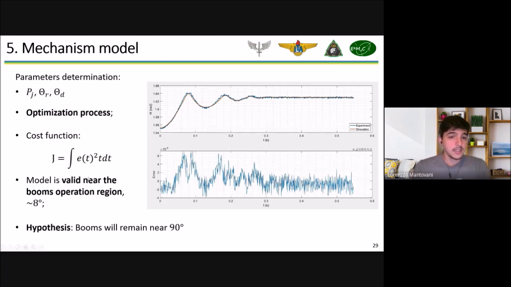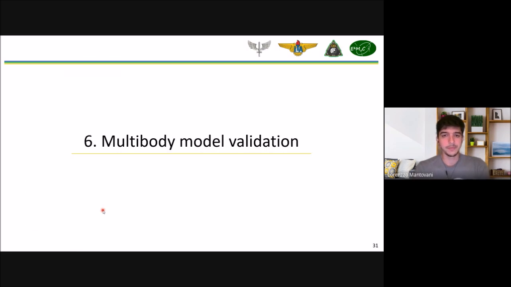The thing is that this model is valid only near the boom's operation region, that is near its deployment position. And now we have another hypothesis that these booms will remain near this 90 degrees position. Otherwise, this model is not valid anymore.